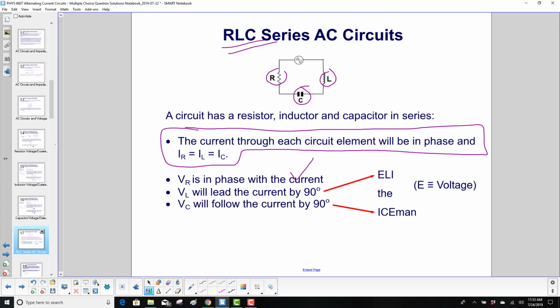For the inductor, the voltage across the inductor will lead the current by 90 degrees, and for the capacitor, it will follow or lag the current by 90. A very old way to remember this, an old mnemonic, is ELI the ICE man, where E is voltage, and I is current, L is inductor, C is capacitor. So ELI says the voltage leads the current in an inductor, and for a capacitor, the current leads the voltage.